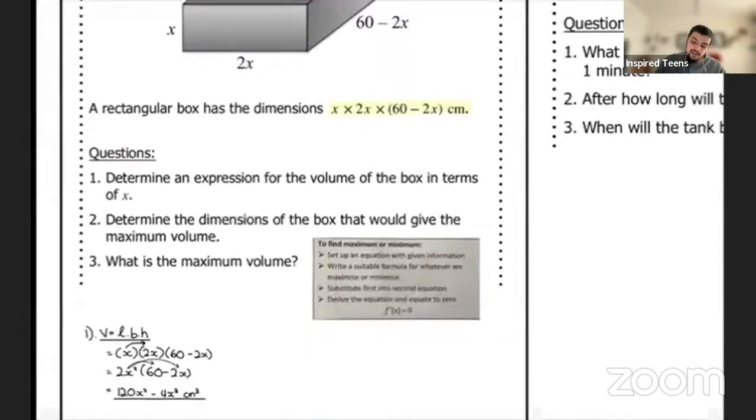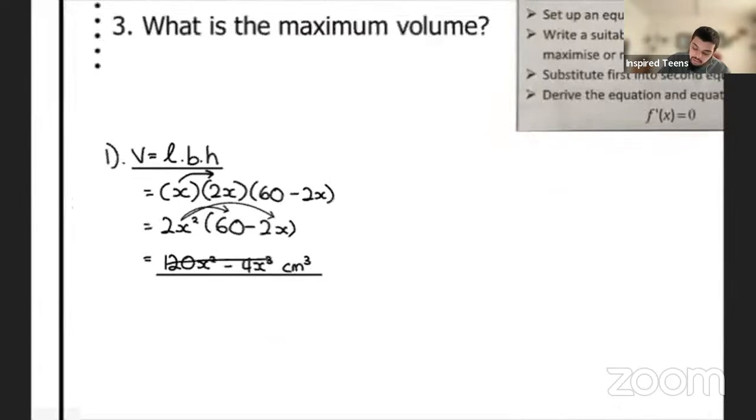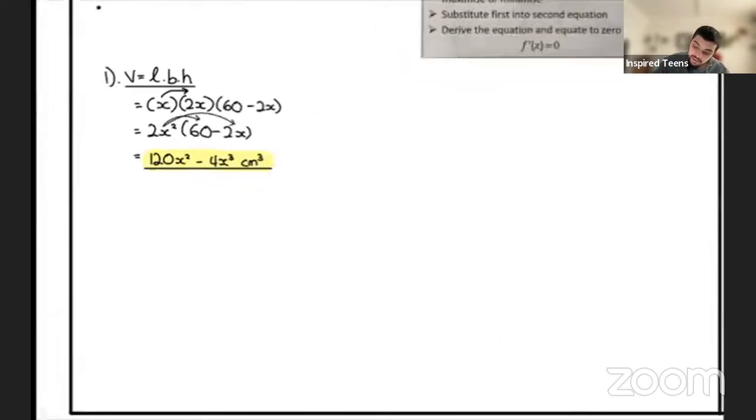So determine an expression for the volume. When they say expression in terms of x, this is important. They say an expression of the volume of the box in terms of x. They don't mean they want an actual value, like the volume is 50. No, you just need to express it in terms of x. So your answer can have unknowns of x. So this is your first answer, 120x squared minus 4x cubed centimeters cubed. Okay, let's look at the second one.